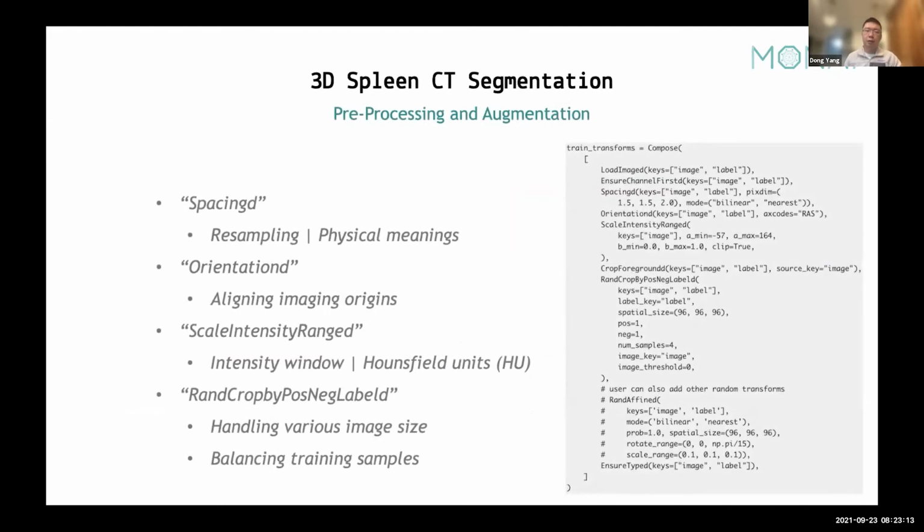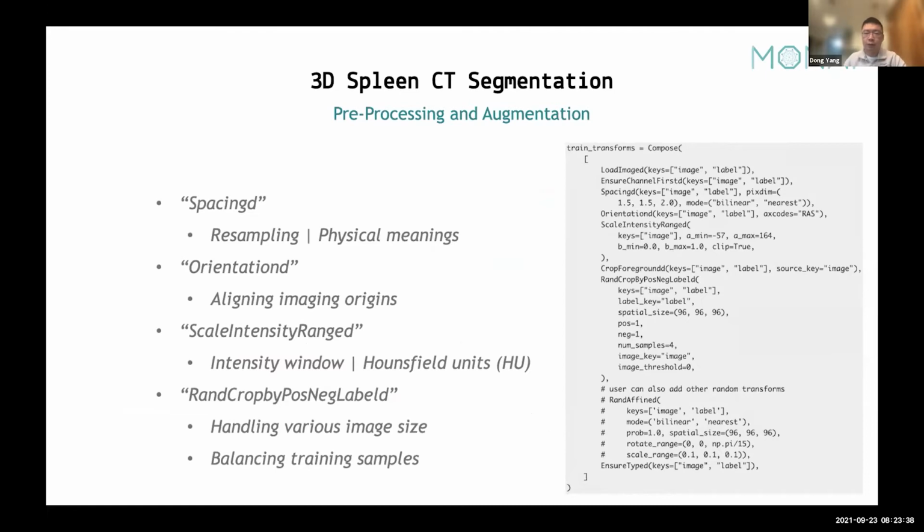First thing, I want to talk about pre-processing and augmentation. Pre-processing in medical imaging is quite critical because pixels or voxels inside of a medical image have their own physical meanings. They have spacing, orientation, or affine matrix, which defines the physical size of each pixel and voxel and its orientation.